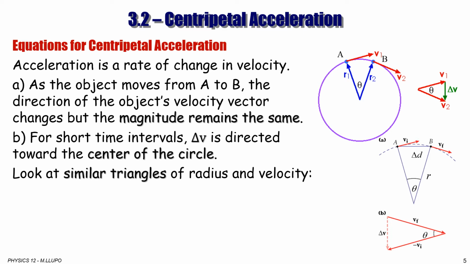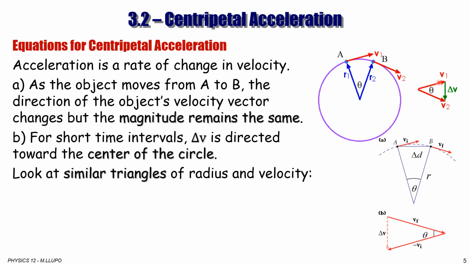Now we're going to look at the similar triangles of the radius and the velocity. Take a look at the diagram. In the diagram of the circle, we have a radius R1 and R2, but since that is a circle, the radius is the same. So this triangle that is made of two radii and a distance from A to B is a triangle that has two equal sides. Now, what about the triangle with the velocities?